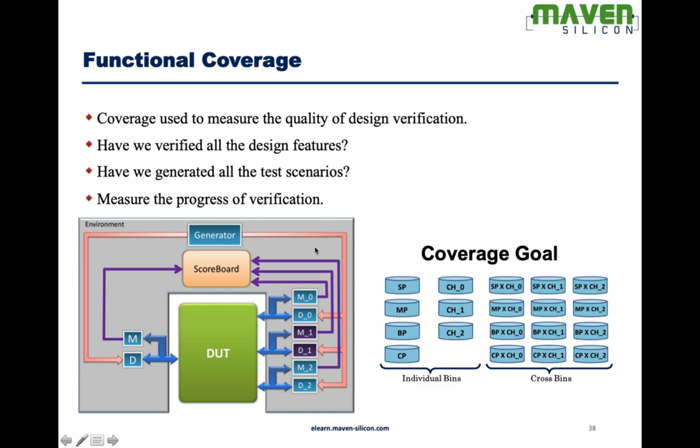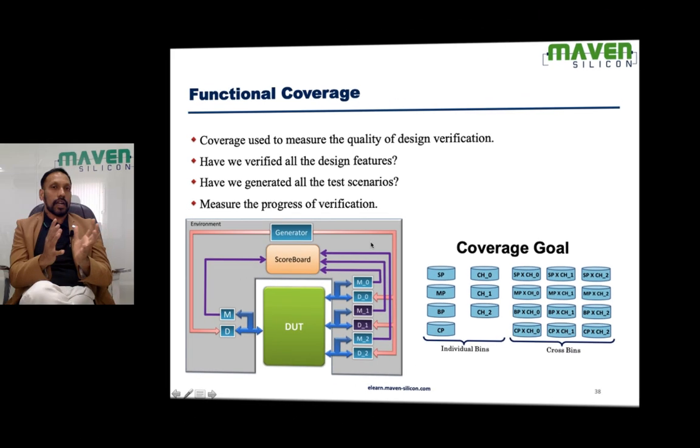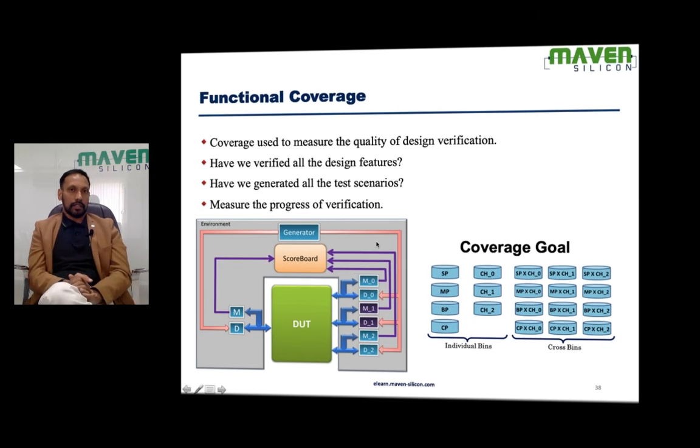Functional coverage. We have been discussing so much about constrained random coverage driven verification. Simply speaking, coverage driven verification. So for random simulation, what is really needed is functional coverage. With the help of functional coverage, we would be able to measure the quality of design verification. So there are questions like, have we verified all the design features? Have we generated all the test scenarios? How can we measure the progress of verification?